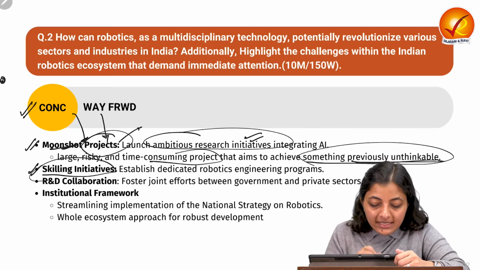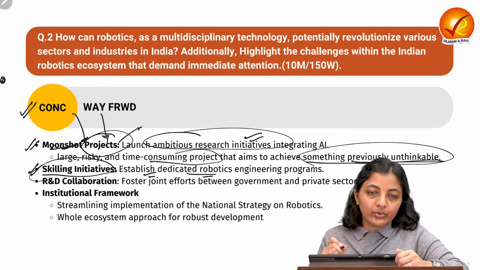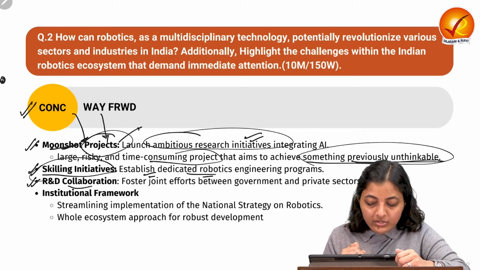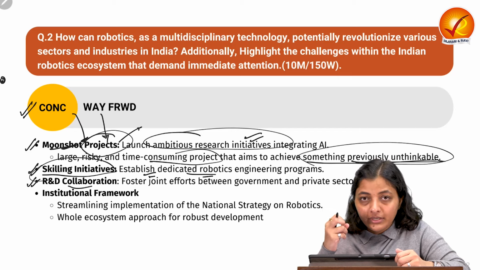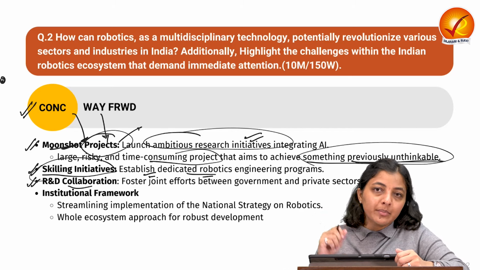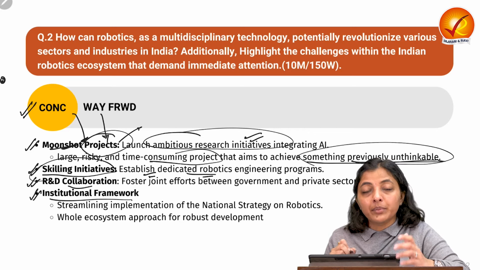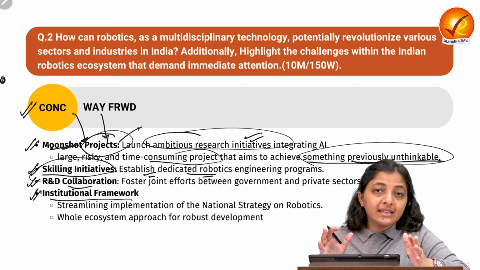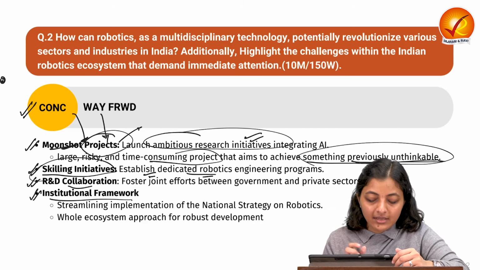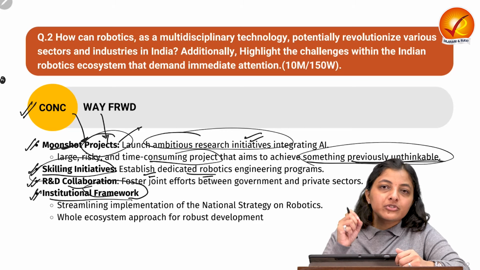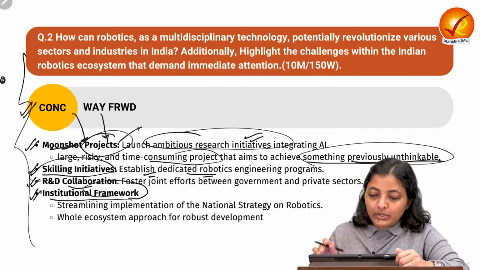Then it's about skilling initiatives. We need to establish dedicated robotics engineering programs. Then R&D collaboration. We need to come up with a multi-stakeholder approach. We need to include the private sector, international partners, etc. Then institutional framework, because there is an absence of guidelines, rules and regulations at the national level in India also. So we need to streamline our regulations and our framework. Okay, so this way our second question is over.